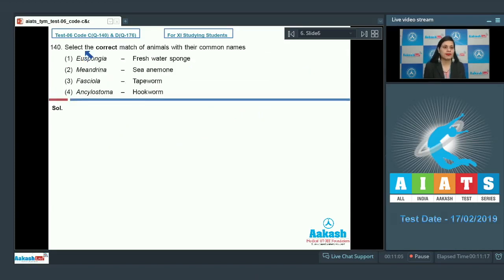Question number 140. Select the correct match of animals with their common names. And the very first match given is Euspongia, and the match is freshwater sponge. And as it is an incorrect match, so this cannot be a correct answer to our question, because Euspongia is commonly known as bath sponge. The next match is Meandrina, and the match given is sea anemone. And as it is an incorrect option, so this cannot be a correct answer to our question, because Meandrina is commonly known as brain coral. It belongs to the phylum Coelenterata.